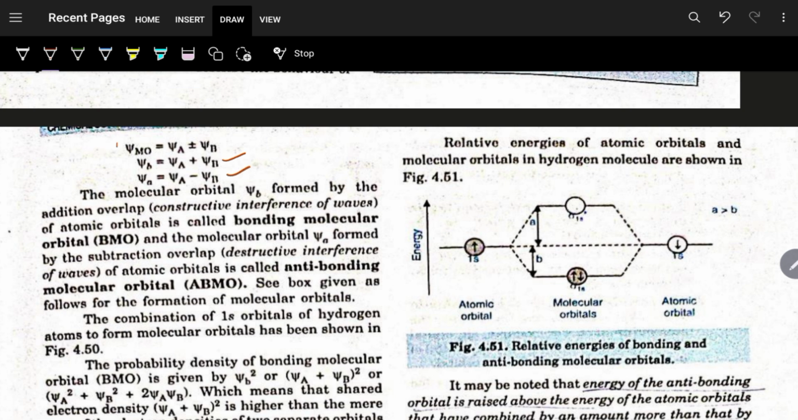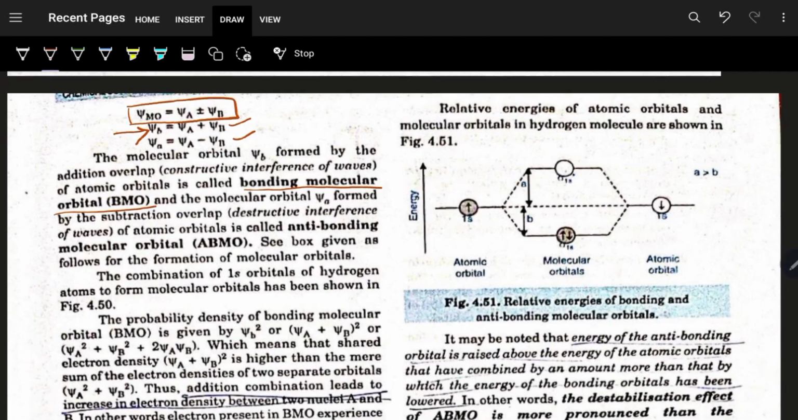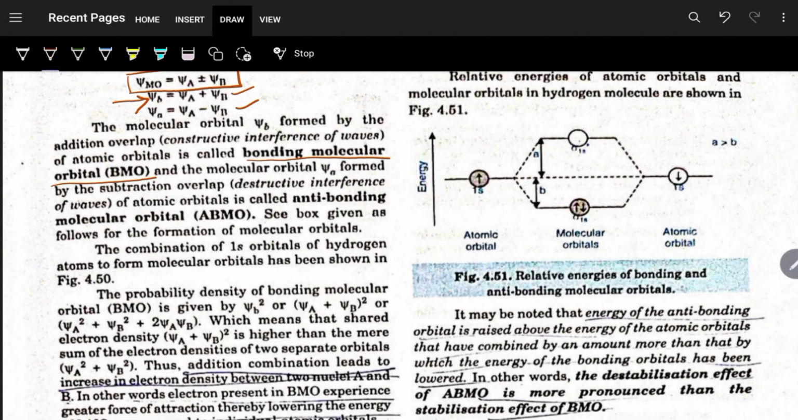Psi molecular orbital is equal to psi A plus minus psi B. So if it is additive in nature, the amplitude of the wave is additive in nature, psi A plus psi B will represent bonding molecular orbital having less energy. And in case of bonding overlap, the overlap takes place with orbitals having similar symmetry. So let us see how it is happening.